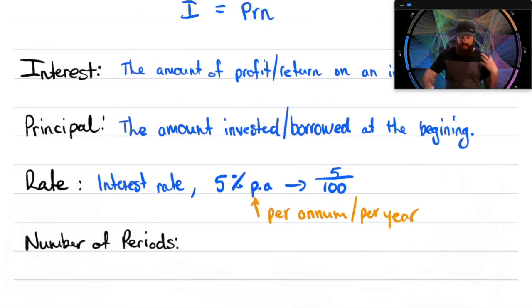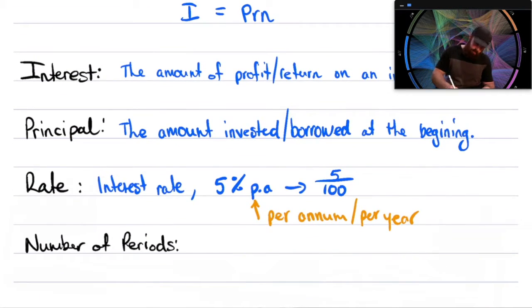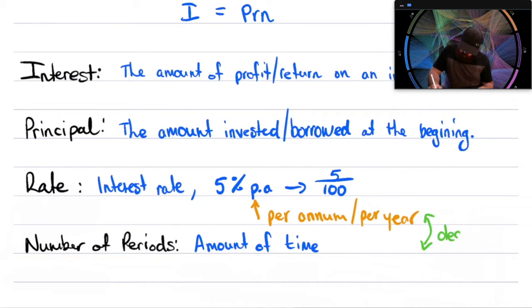And finally, that N, the number of periods. Well, periods just equals the amount of time. Now, there's something very crucial here. We want to describe them in the same units.